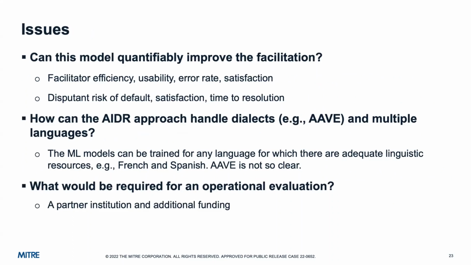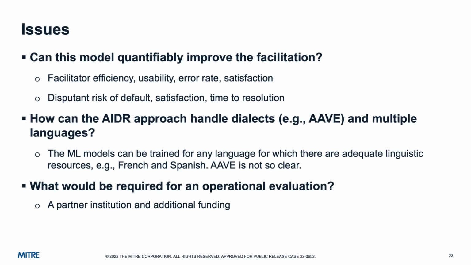Okay, but as a kind of epilogue, I think there are a few issues that this work suggests. One of them is, does this really quantifiably improve the facilitation? As I said, the facilitators themselves weren't interested in some of the tasks that we thought would be important, like predicting how things are going to turn out. We analyzed what they said they did want, and we use this model to present it. But there's this question: does that increase their efficiency?